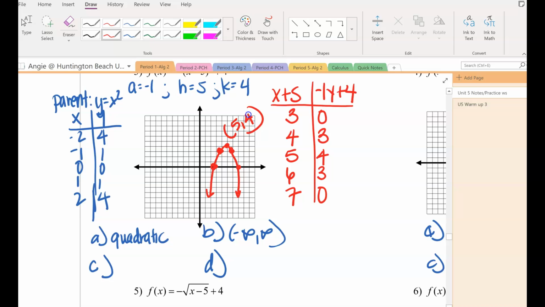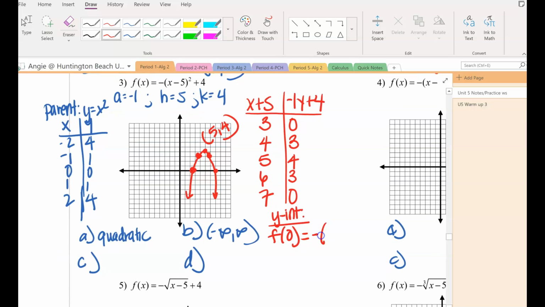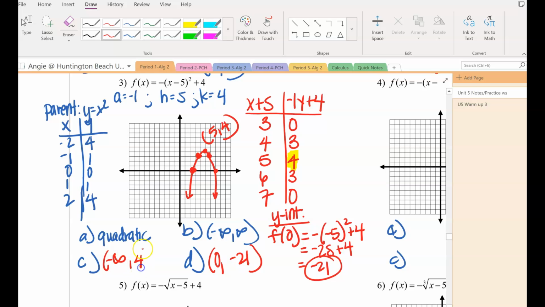Now, we do need to find the y-intercept, and the y-intercept is when x equals 0. So we are just going to plug in f of 0 equals, -0 minus 5 is -5 quantity squared plus 4. -5 squared is 25. 25 times a -1 in the front is -25, plus 4. So this is now -21. So 0, -21 is where the y-intercept is. And the range, as you can see, the highest y value is 4. So this is going to go from -infinity all the way to +4 inclusive.